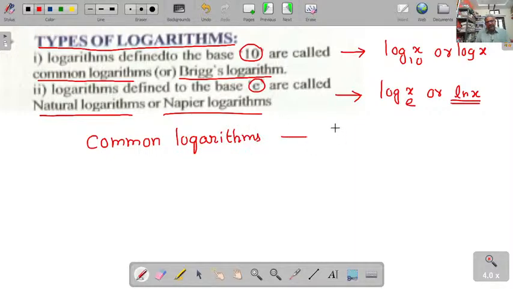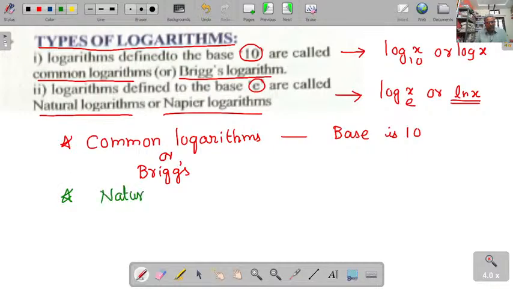So here base is 10. This is also called common logarithms, also called Briggs logarithms. Okay, next one is natural logarithms.